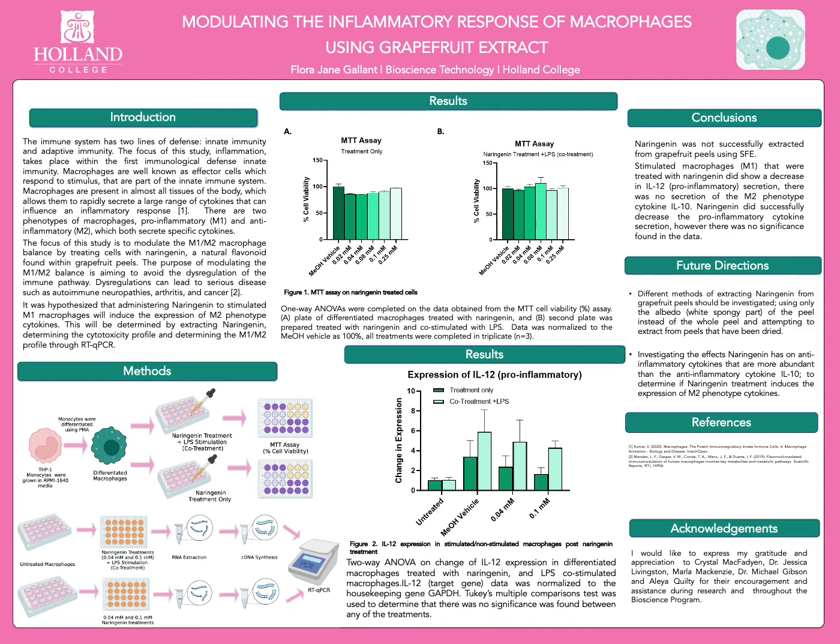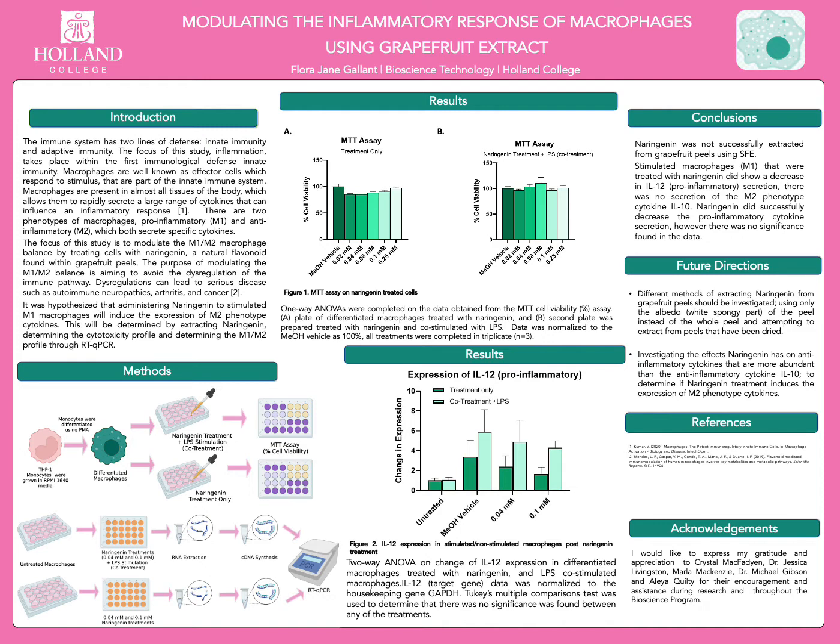I first attempted to extract naringenin from grapefruit peels using SFE, supercritical fluid extraction, with a co-solvent of reagent alcohol and a main solvent of CO2. To observe the cytotoxicity of the naringenin standard I used, I first performed an MTT assay. I started by growing THP1 monocytes, which I then differentiated into macrophages using PMA.